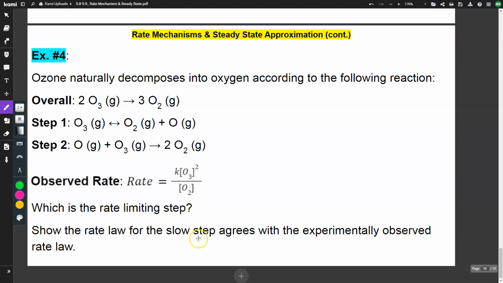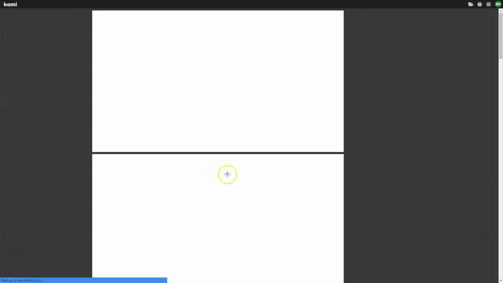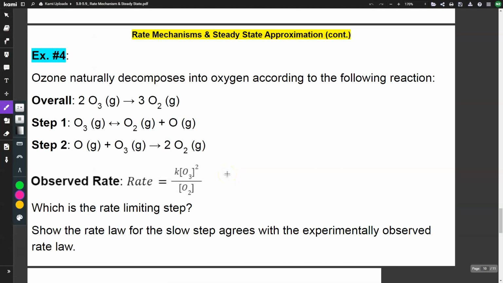Okay, so same thing. Let me add a page here, just so we have some more space to work. In the second example, it says ozone naturally decomposes into oxygen according to the following reaction. So we have our overall reaction, 2 steps, and our observed rate. And the question says, which is the rate limiting step?